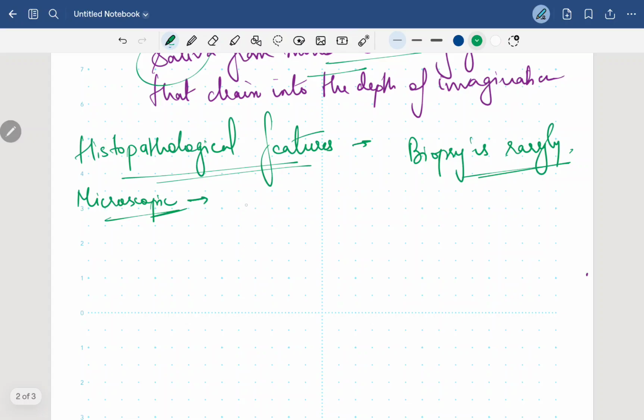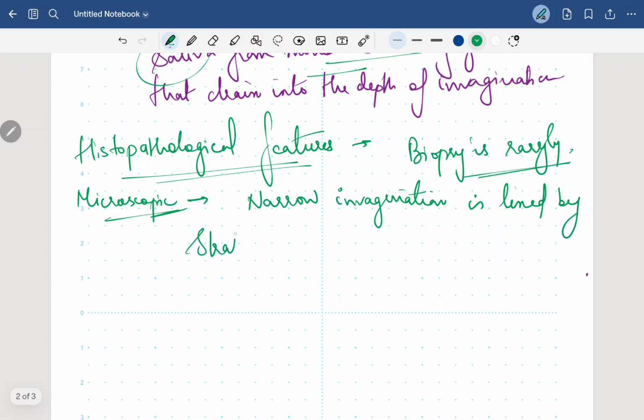On microscopic examination, we will see a narrow invagination. Now which layer is it lined by? The narrow invagination is lined by stratified squamous epithelium. So the epithelium here will be stratified squamous epithelium.